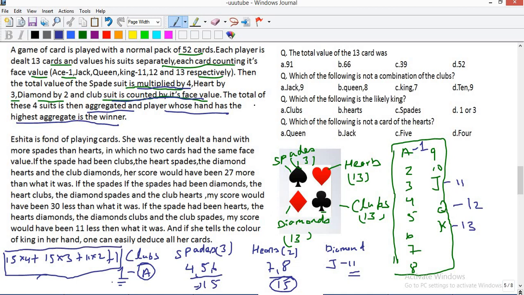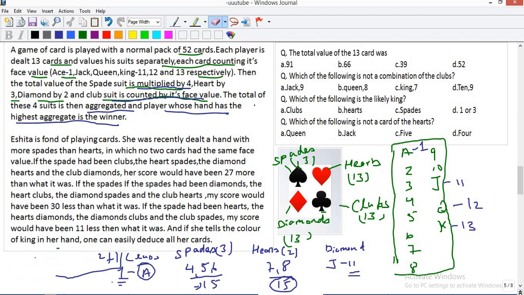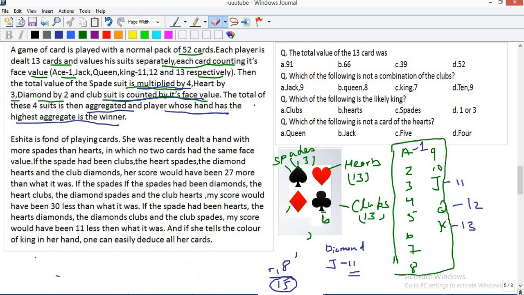Okay? So if this is clear, I'll quickly erase this. I don't need this, it was just for your explanation of how I calculate the aggregate score. So I'll quickly get rid of this. Just give me a minute.